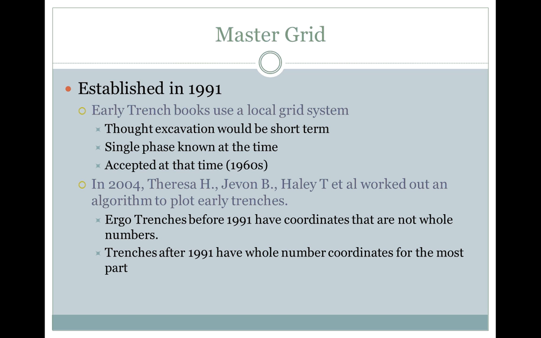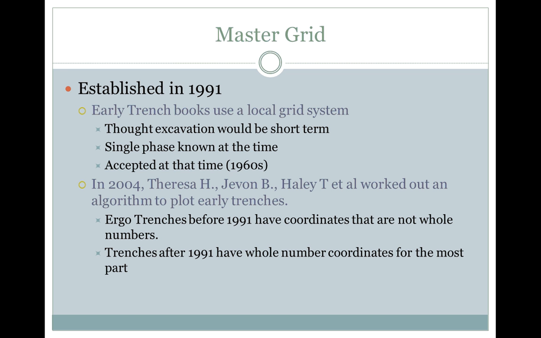Now, the master grid, as I said before, was established in 1991, and this is a little late. We started excavations in 1966, and so you're probably wondering what went on in there. Well, the earlier trench books used a local grid system, and they did this because they thought the excavation was going to be short term. At the time, they only knew about a single phase, the Archaic period, and also it was totally accepted at that time to use that type of local grid. Now, this does create some troubles because these local grids are not always connected to one another. That's why we have developed this master grid.